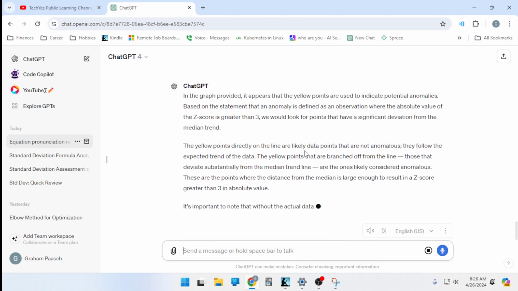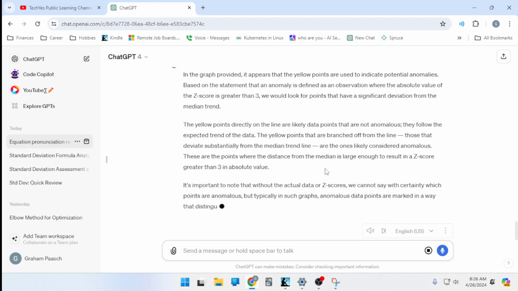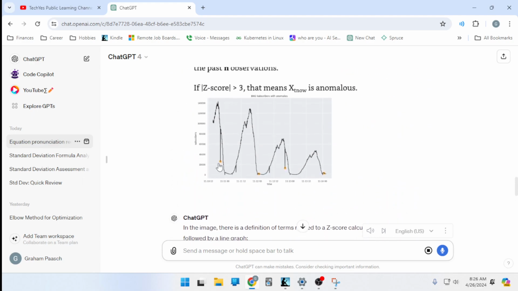The yellow points that are branched off from the line, those that deviate substantially from the median trend line, are the ones likely considered anomalous. Oh, okay. These are the points where the distance from the median is large enough to result in a z-score greater than 3 in absolute value. I don't know if it's right, though.